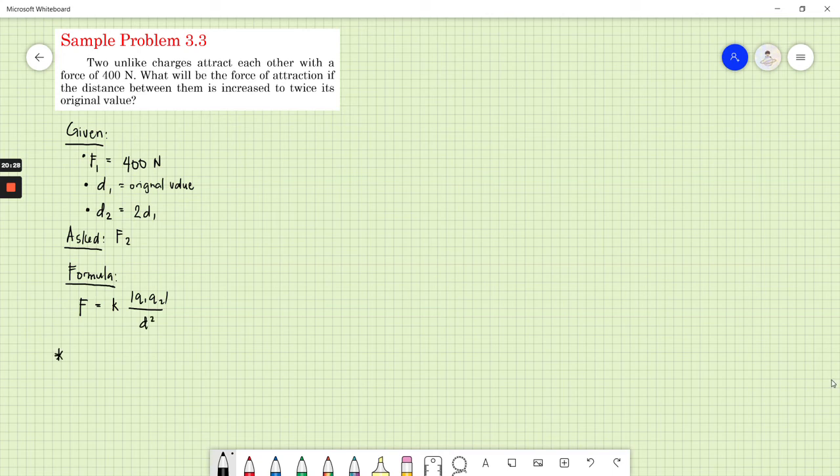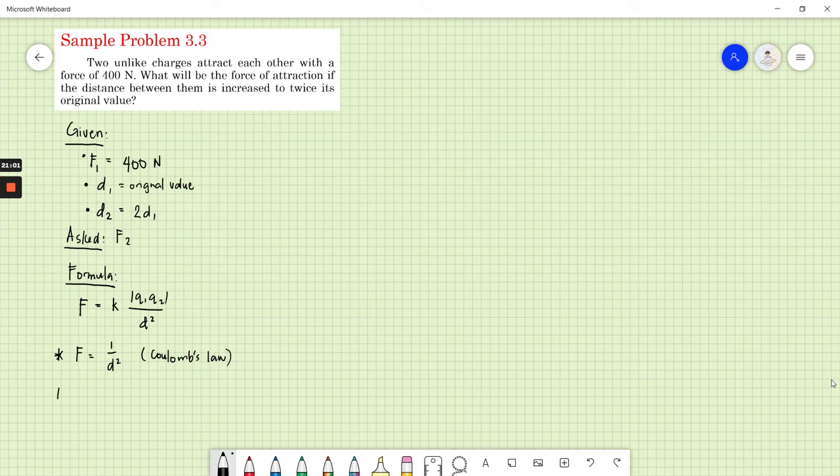We know from Coulomb's law that the force F is inversely proportional to the square of the distance. We discussed this the last time. Meaning, as I increase the distance, the force should decrease. So in this situation, we increase it.